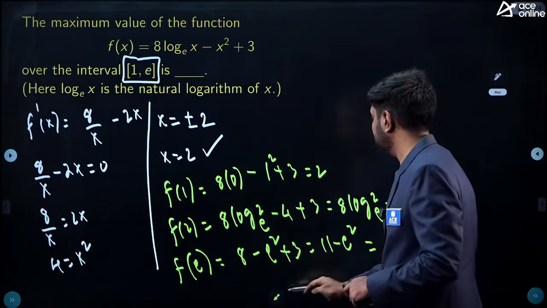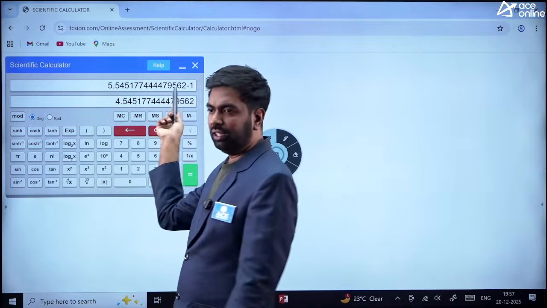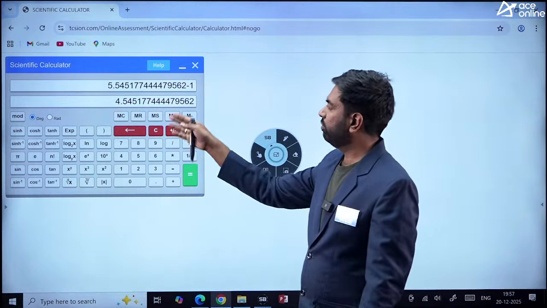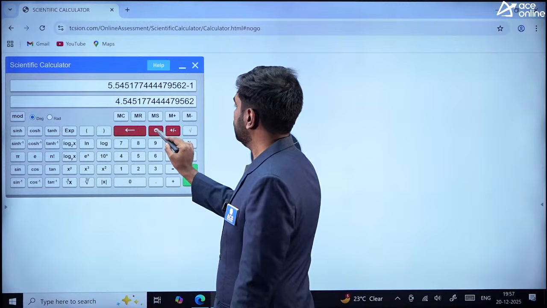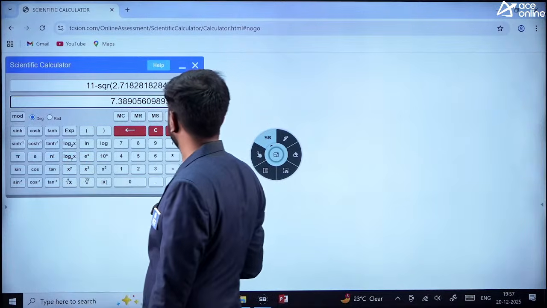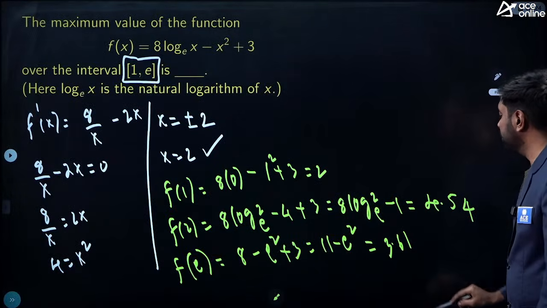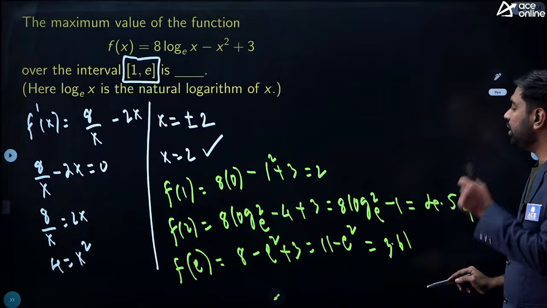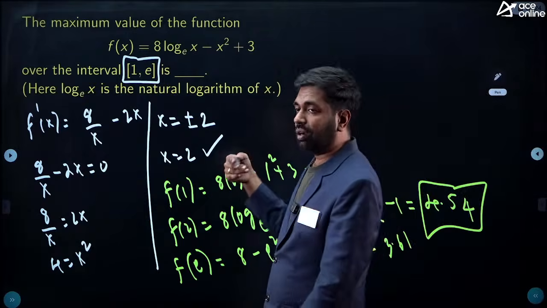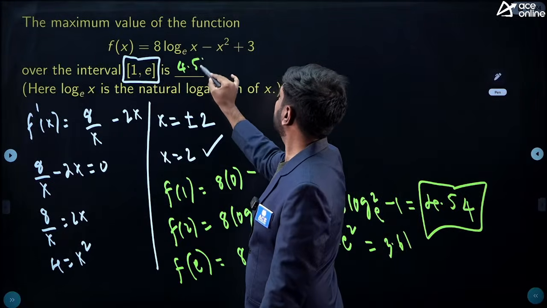And then 11 minus e square. You can take some more decimals if you want. In the question I did not mention how many decimals, so 3-4 decimals would be good. I have taken up to 4.54. Now I want 11 minus e square, which equals 3.61. Now if I examine this, clearly the maximum value is 4.54. Suppose in the question I say round off to 2 decimals, the answer should be 4.54.